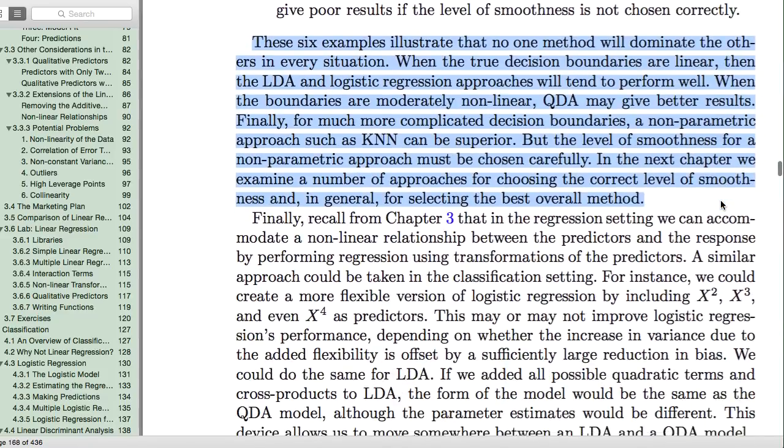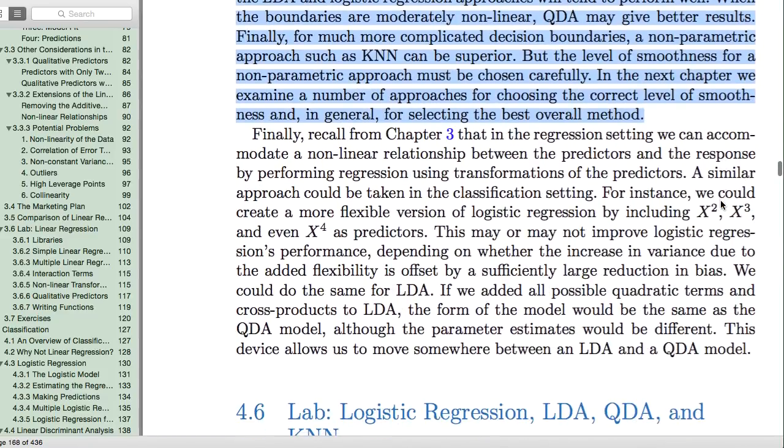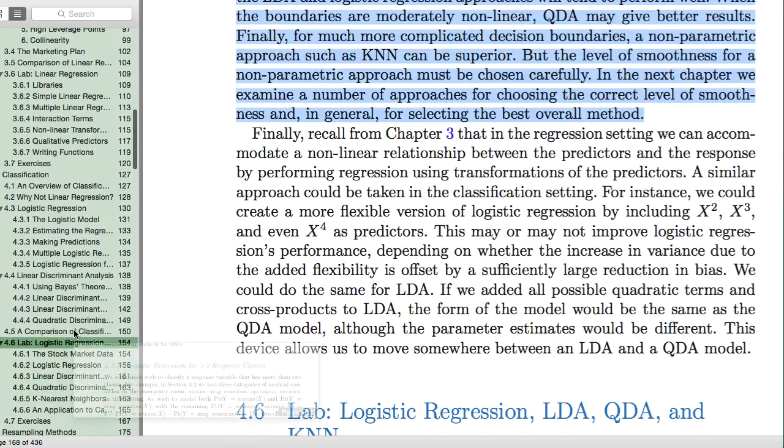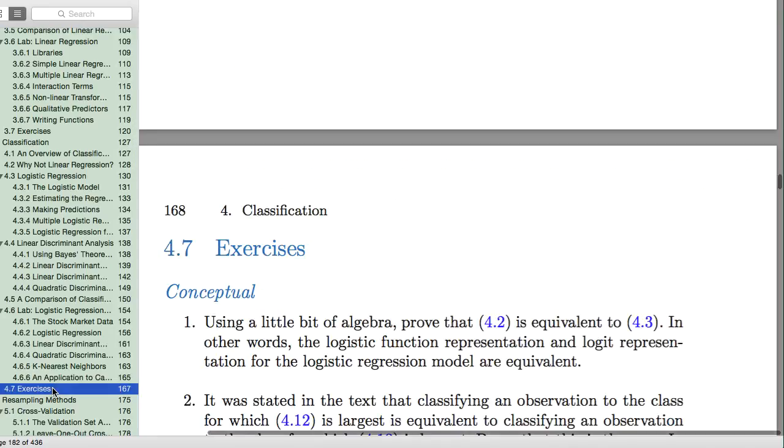Okay, so that's about it for this chapter. Tomorrow we'll go over the lab. The only other thing I wanted to talk about briefly here is exercise 4.7.1. Even though this is a conceptual exercise and the ones I want you to turn in are mostly the applied ones, this might be useful to go over. Using some algebra, prove that expression 4.2 is equivalent to expression 4.3. In other words, the logistic function representation and the logit representation mean the same thing.